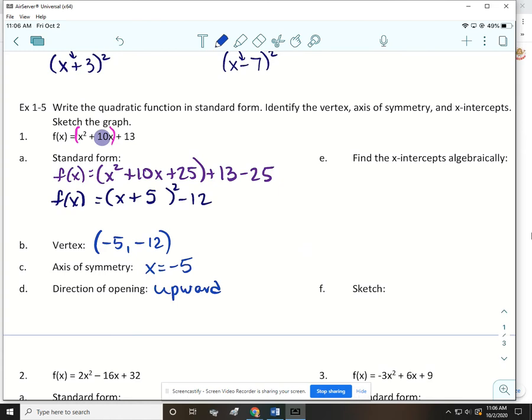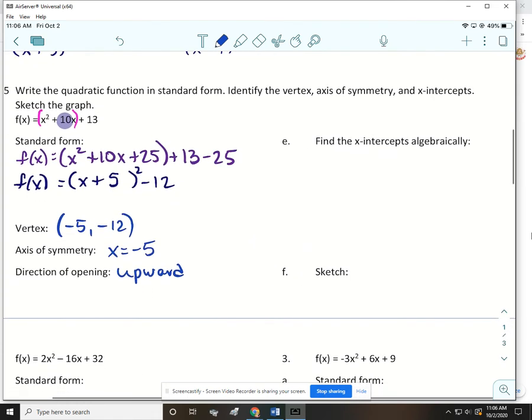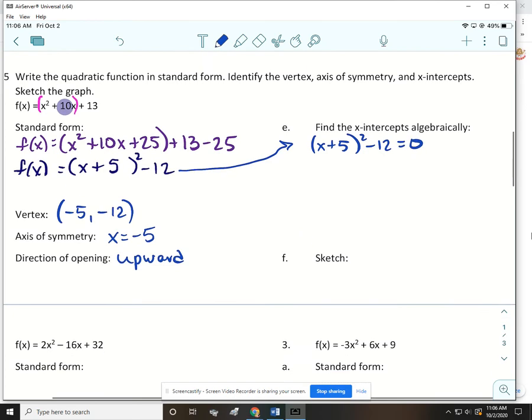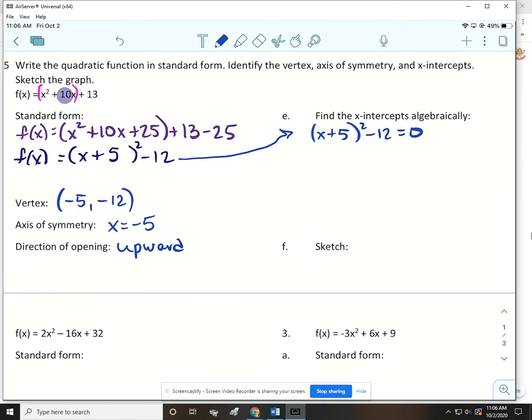All right, now we're going to find the x-intercepts algebraically. So what we're going to do is use the standard form, and the x-intercepts are going to be when y equals 0. So we'll take that standard form and we're going to set it equal to 0. All right, and this should just be a couple of steps.